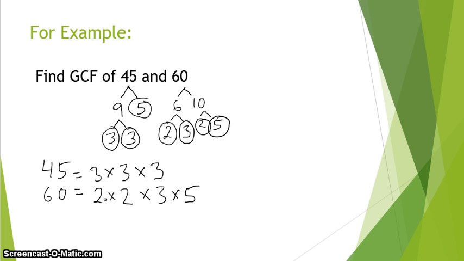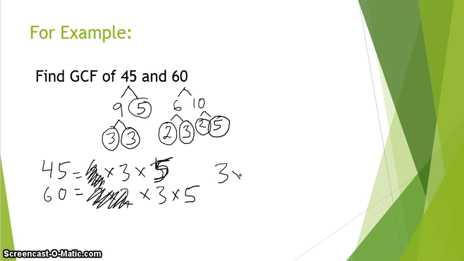Well, 60 has 2 2's, a 3, and a 5, and 45 has, I made a boo-boo here, this is supposed to be 5. 45 has 3, a 3, and a 5. So I want you to see what they have in common. 45 doesn't have any 2's, so they're automatically out. 45 has 2 3's, but 60 only has 1. So they only have 1 3 in common. And 45 has a 5 and 60 has a 5. So this is what they have in common. 1 3, 1 5.